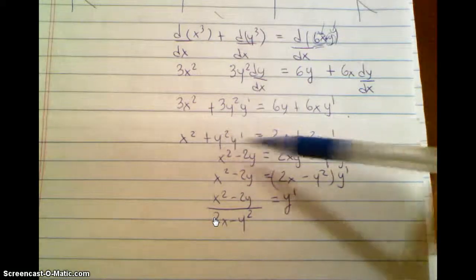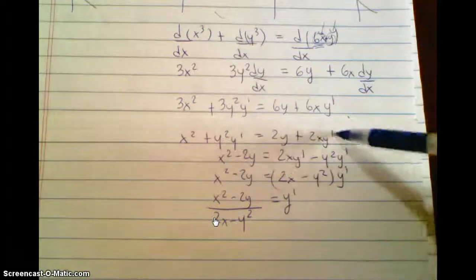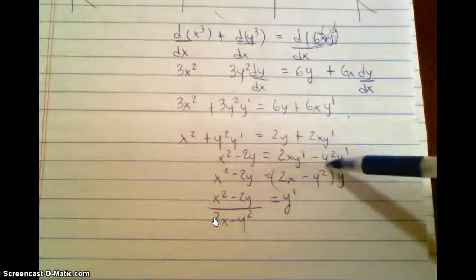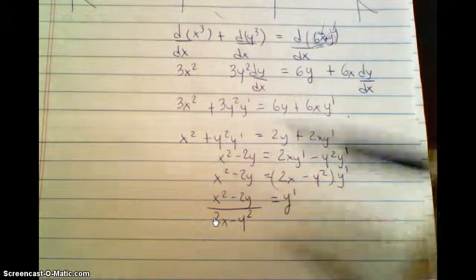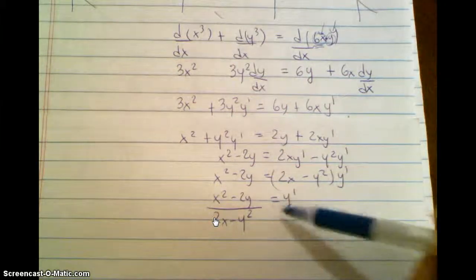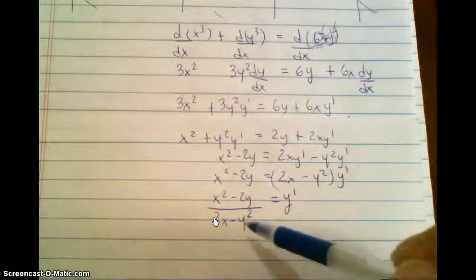So then I'm grouping the terms with y prime on one side of the equal sign, and then I'm factoring out the y prime. So now I find the derivative of my function, which depends on x and y coordinates.